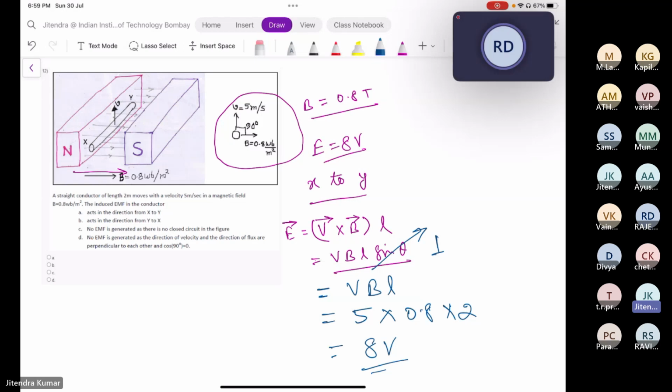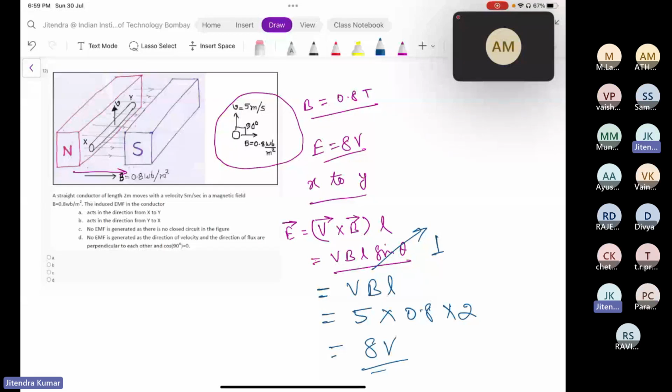Yes, sir. So how did you compute the direction from X to Y? By using, sir, Fleming right hand rule. Okay, that is good, but you will be confused every time. Instead, if you are not able to recall Fleming right hand rule or left hand rule, you just place your hand in the direction of velocity of the conductor and curl it towards the magnetic field, and you will see that the force is towards the X direction.